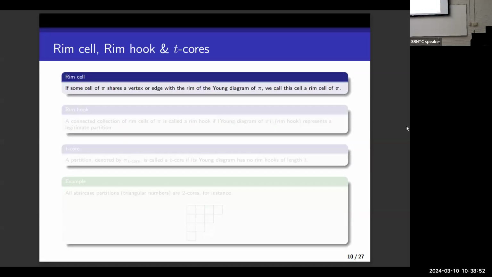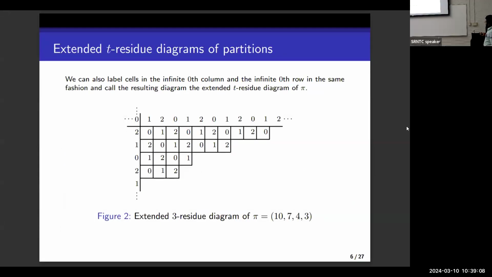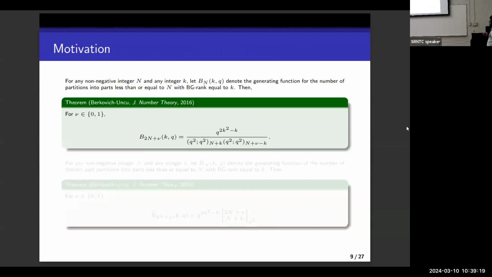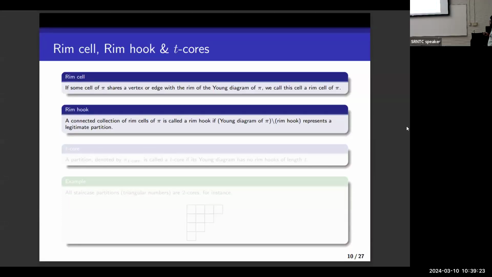Okay, so now I introduce something called a rim cell. In a Young diagram of a partition, if some cell shares a vertex or edge with the rim of the Young diagram, so by the rim I mean, if you go back, then this is what I call the rim. And so the cells which are here sharing edges or vertices with the rim are called rim cells. And then we introduce something called a rim hook.